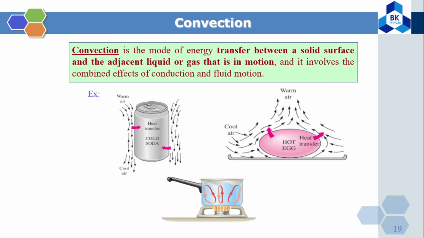Again, you look at the picture here. For example, we have a cold soda bottle. It will warm up when it receives heat transfer from the surrounding atmosphere, or the hot egg will be cooled down when it transfers heat to the surrounding air, or the liquid or water you boil in the pot. Later on, the whole liquid warms up just because it creates a convection. So these three pictures show the first kind of convection we call natural convection.